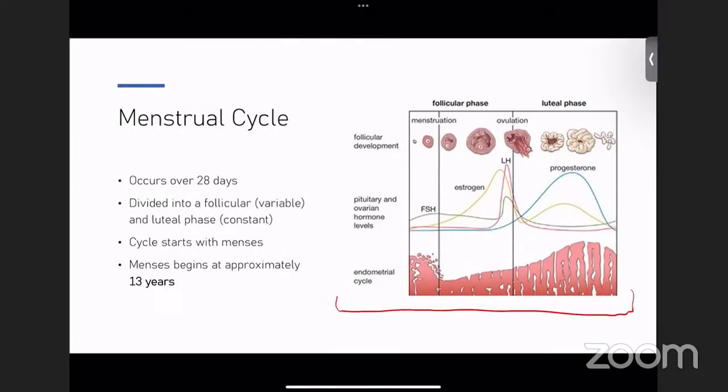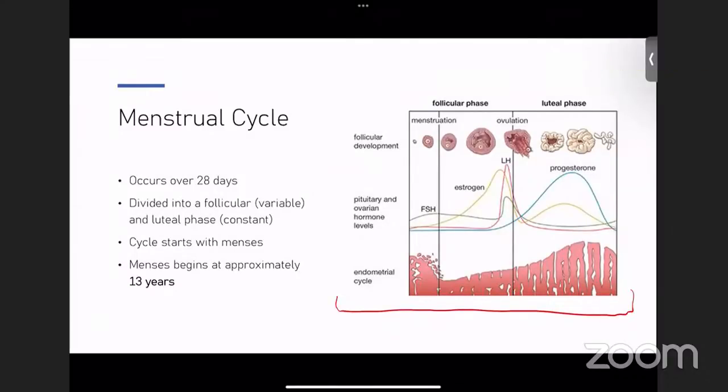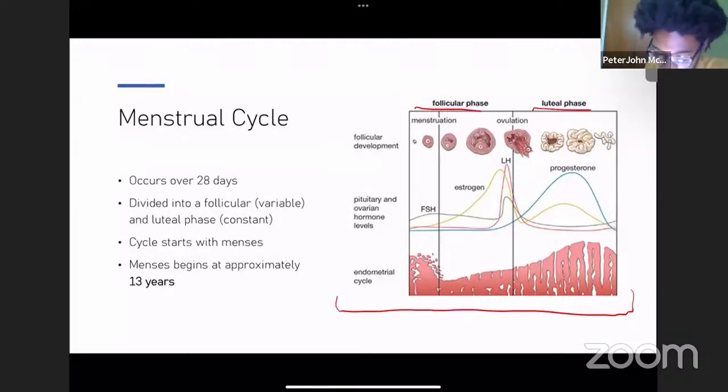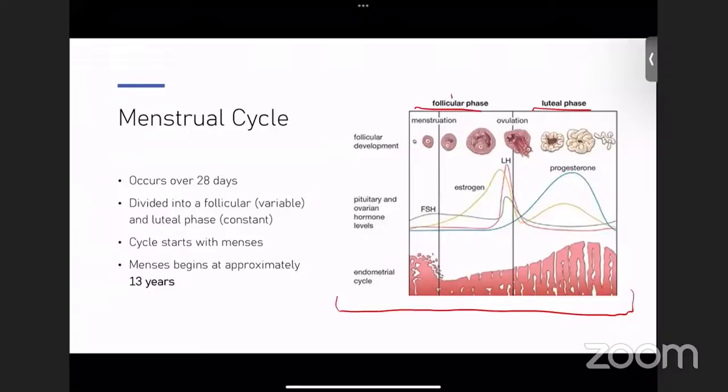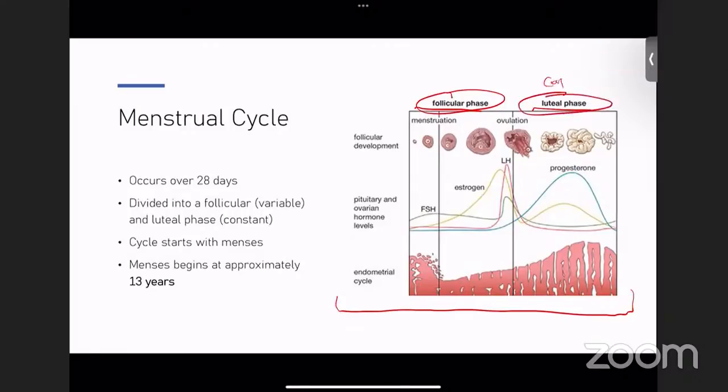So I don't know if you guys understand it, but I know when I was doing this stuff at CSEC, I didn't understand it because it looks complicated, right? It looks weird. So I'm going to explain it to you so you can understand. Again, two phases: follicular phase and luteal phase. Why is this called the follicular phase? Because you have the growth of the Graafian follicle occurring during this phase. Why is this called the luteal phase? Because you have the corpus luteum appearing within this phase.